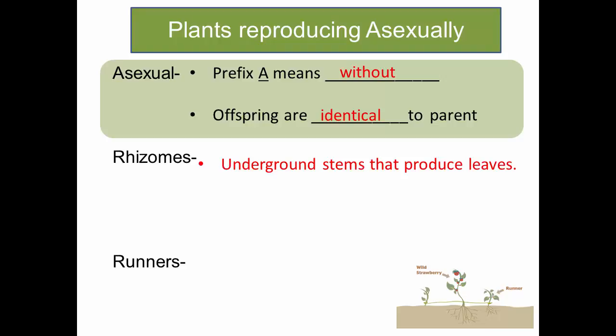Rhizomes are when a plant will grow a stem just underneath the soil, horizontally, and then from that stem, a new plant will start to grow. New leaves will start to grow, and it reproduces. This is one way that grass can reproduce. If you plant one grass plant, it will spread to take over an area of soil by sending out these rhizomes under the soil, and then new grass plants pop up from those rhizomes.